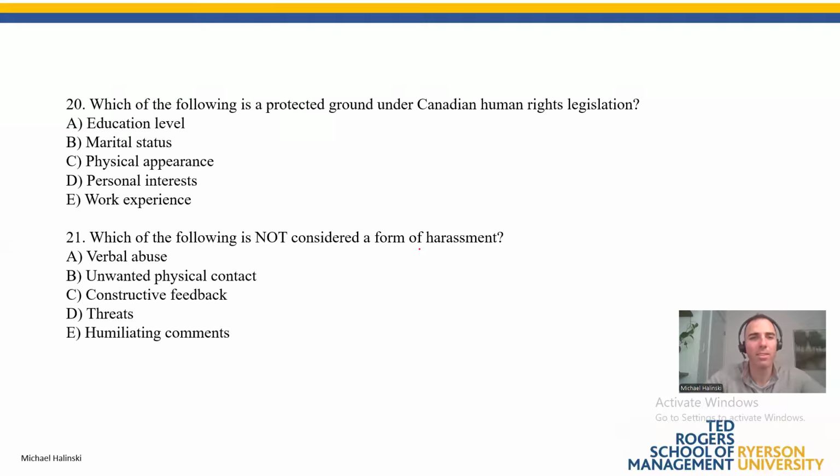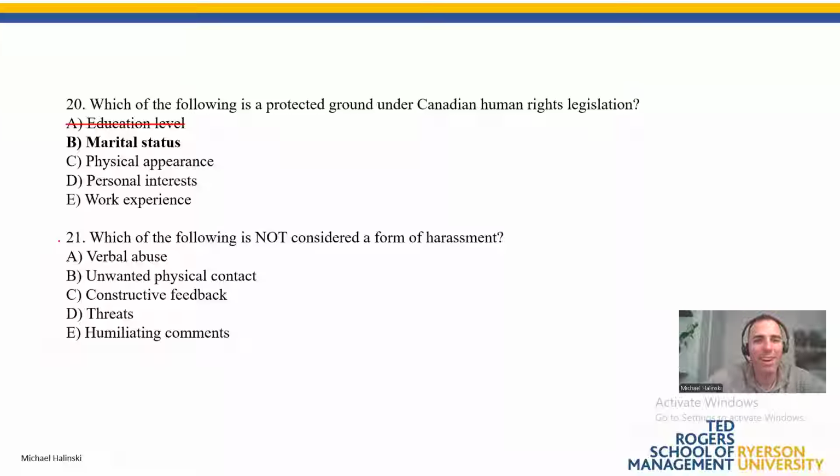Okay, legal requirements. Which of the following is protected under the grounds of Canadian human rights legislation? I don't have any really big tips for this question other than the idea that you'll have to know it. So it's not education, not physical appearance, not personal interests, not work experience. It's just marital status. Any tips for that? No, I don't, sorry.